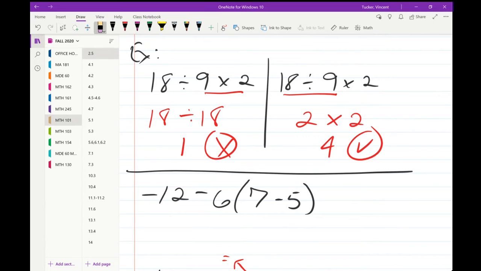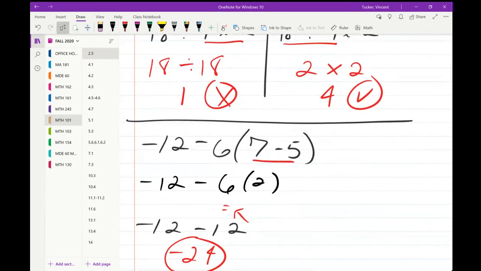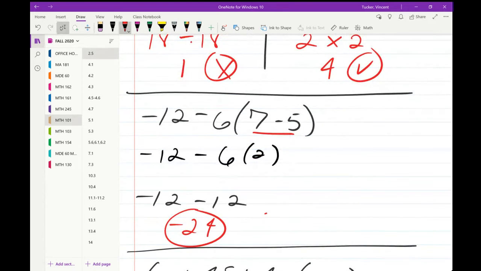All right, so the next one, first real example: negative 12 minus 6 times the quantity of 7 minus 5. The first thing we'll do is what's in the parentheses. Remember, parentheses or any grouping symbol gets our attention first. Do the 7 minus 5. That'll be negative 12 minus 6 times 2. Next thing we want to do is the 6 times 2, and that's 12. So we have negative 12 minus 12, which would be negative 24.